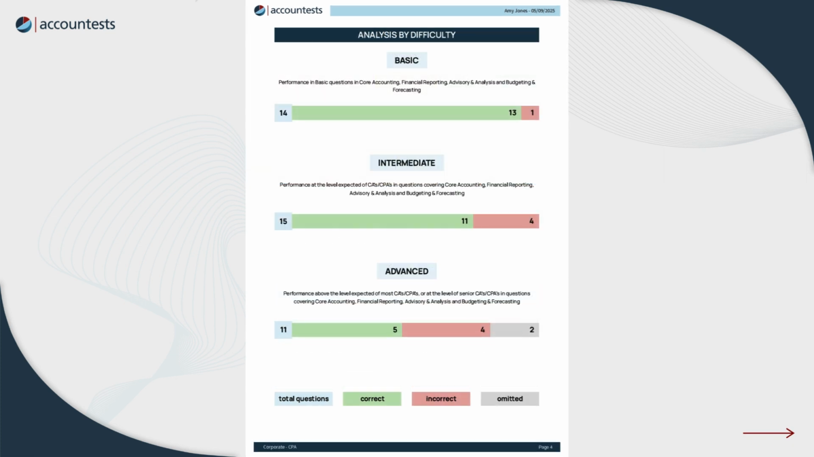On the next page you can see the first level of analysis. This looks at the questions based on difficulty. How did they do on the easier questions versus the harder questions? You'd expect to see them do better on the easier questions. If that's not the case, then you'll need to look in more detail at the topic analysis, what questions they didn't answer, and potentially at the proctoring report.